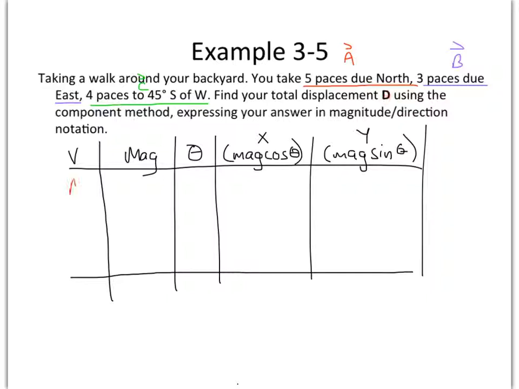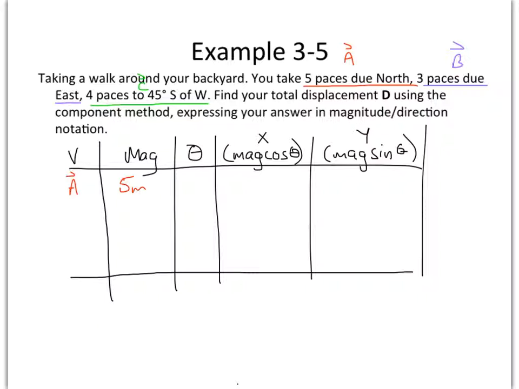So this column right here is just the name of the vector, so we can keep them straight. All right, vector A, and then it'll be vector B and C down below it right there. Well, what's the magnitude of vector A? Well, vector A is going to be 5. We changed paces to meters, right? Let's just call that meters. So 5 meters, like so.